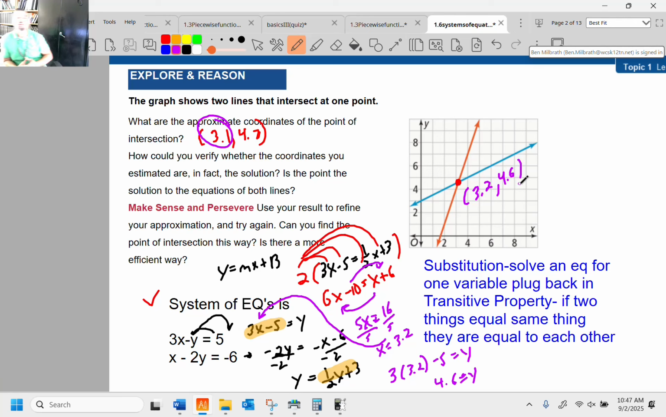Now remember, graphs in algebra, one is not superior to the other. They reinforce each other. They complement each other very, very well. Very well. If you want to be great at math, understand graphs. If you want to pass Milbrath-Math class, at least start to comprehend them, okay?